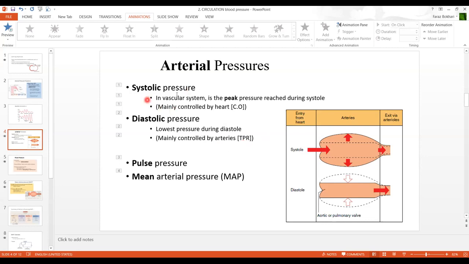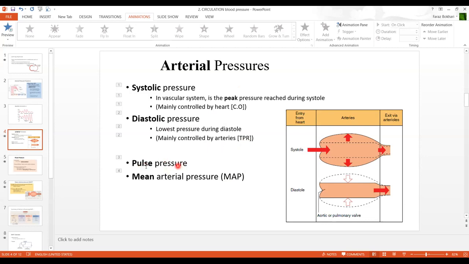So once again, the systolic pressure is controlled by cardiac output. If you have more cardiac output, the systolic pressure would naturally go more up. In the diastolic pressure, however, if you increase the total peripheral resistance, you are basically contracting the arteries. This will affect the blood pressure congruently in a negative way.